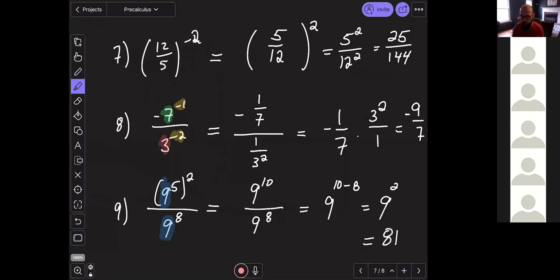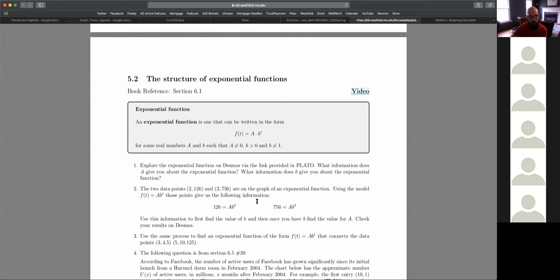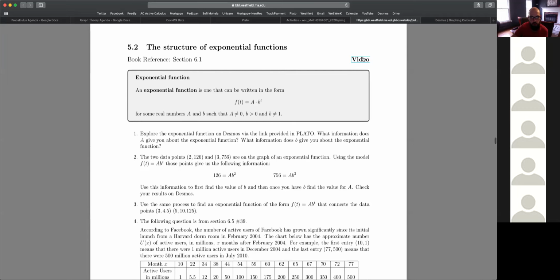Okay, so this was sort of practice for us, doing some exponent rules, and these are going to be particularly important when we start to think about our exponential functions. Okay, so I'm gonna pull up a new screen here. I'm gonna bring up our notes.